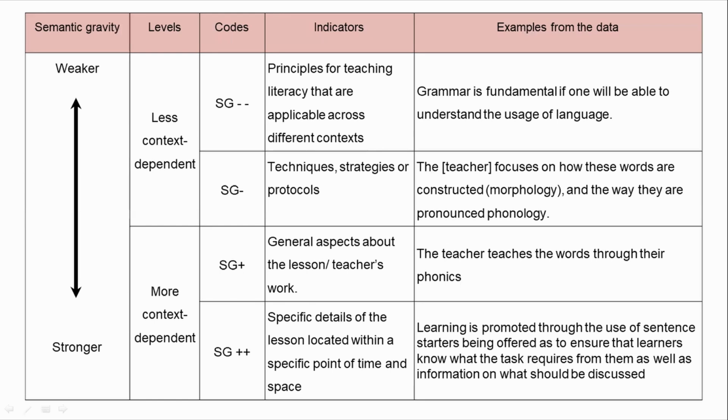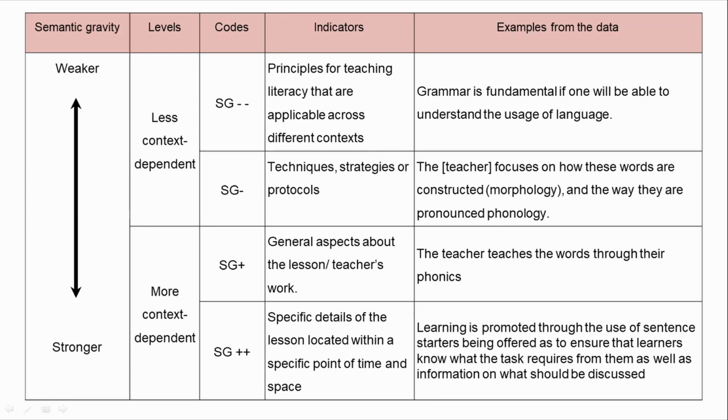And then here, more generalized aspects about the lesson. So the teacher teaches the word through their phonics. It's less specific: what phonics, how is she doing it? And then techniques, strategies, or protocols was SG minus. So the teacher focuses on how these words are constructed, morphology, and how they're pronounced, phonology. And then principles for teaching that are applicable across different contexts: grammar is fundamental if one will be able to understand the usage of language. I've just used pretty much how they put it, so some of the English grammar is not brilliant, but this comes straight from the data. So that is how I coded for semantic gravity.